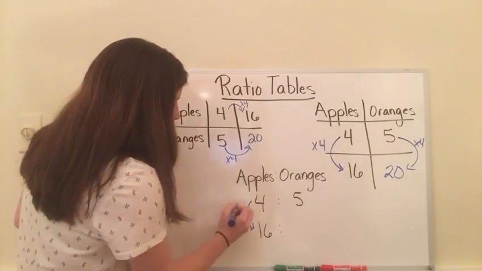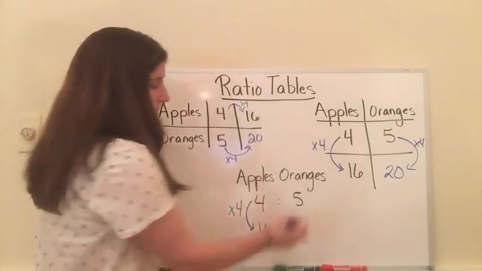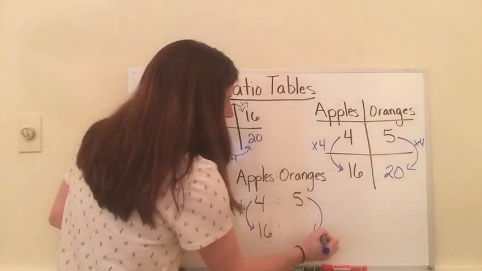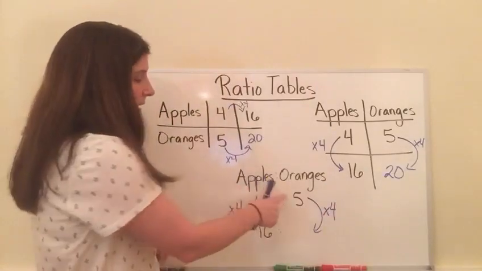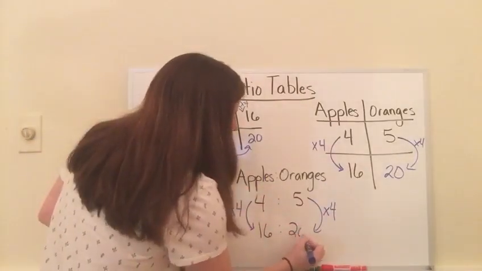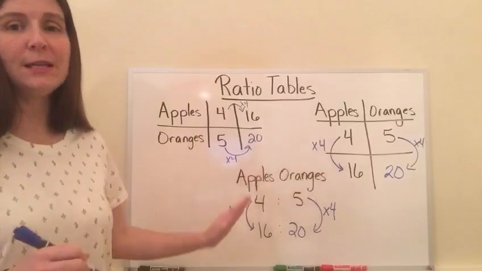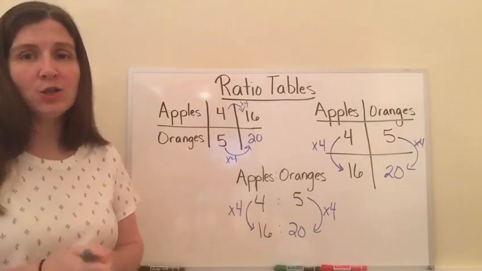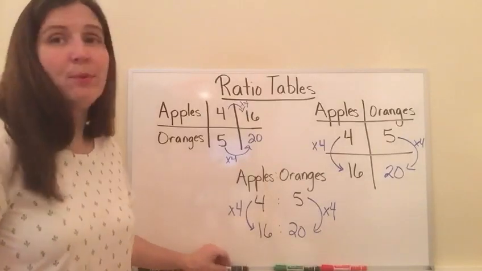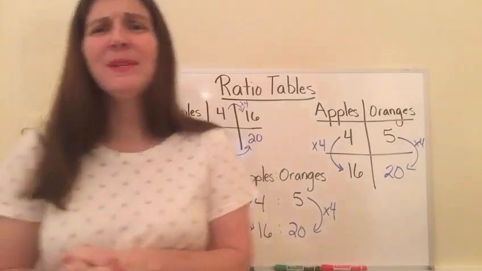To go from 4 to 16, I multiply times 4. So to figure out how many oranges we need, we're going to do the exact same thing. 5 times 4 equals 20. So in all 3 different methods, we find out that there are 20 oranges when we have 16 apples. I hope this helps you.